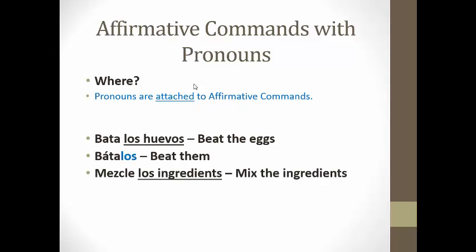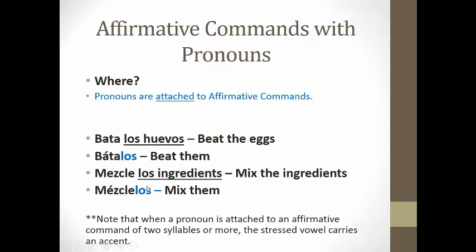Let's look at another example. If we're saying, hey, mix the ingredients, and I was saying, okay, I have all the ingredients, now what do I do? And you wanted to command me and say, mix them. You're going to replace los ingredientes with los, and then you're going to attach it. Mézclelos. You may have noticed in both of these examples an accent.